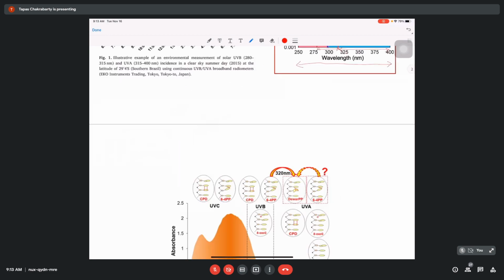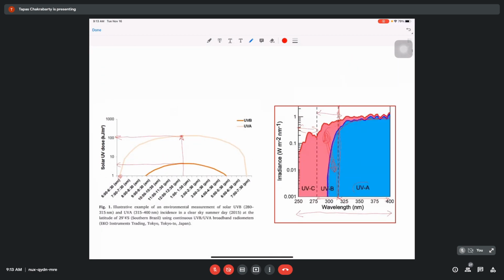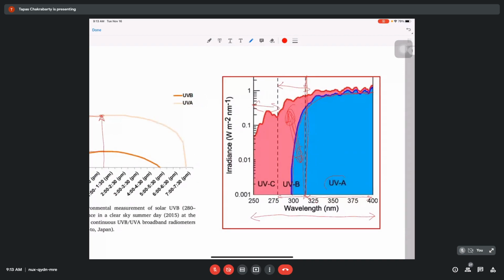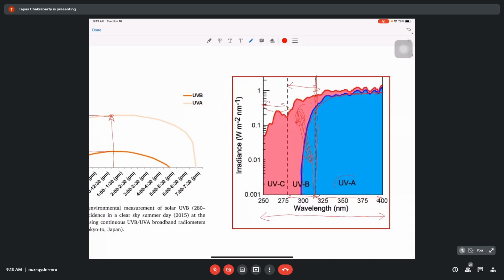In the previous graph, on the right hand side, what are the red and the blue parts? The blue part is the irradiance of UVA. Okay, so this red part. Let us see it this way: what is this overall intensity that has been observed here? This intensity is actually the solar radiation intensity.